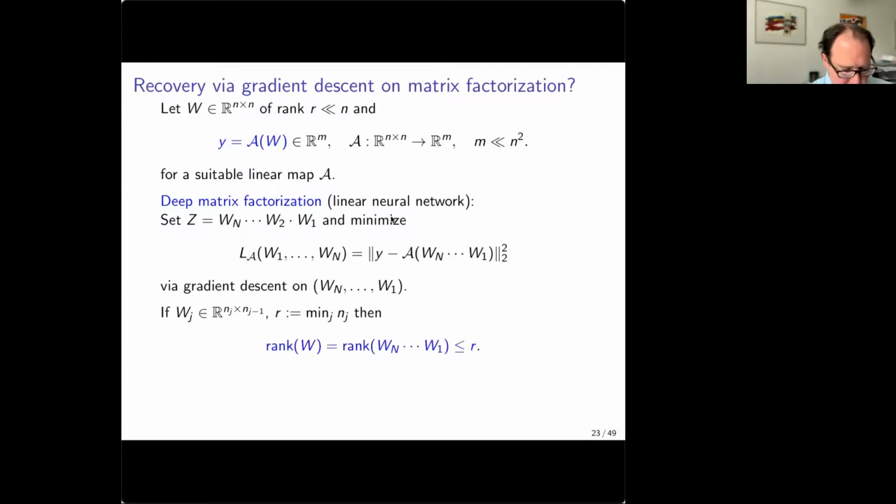If our factorization is such that it already restricts the rank, then this is maybe not so interesting, because by definition we can only have a matrix of small rank. So what we do now is we simply take n by n matrices. All the matrices in the factorization will be n by n. And so the question is, what happens then?